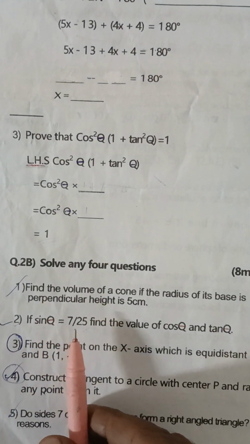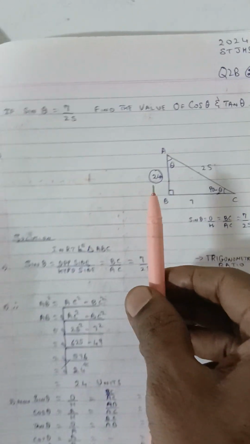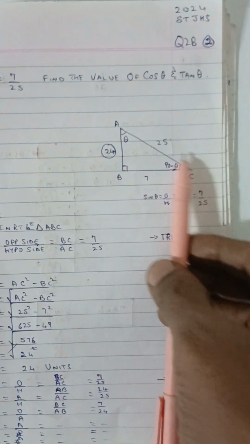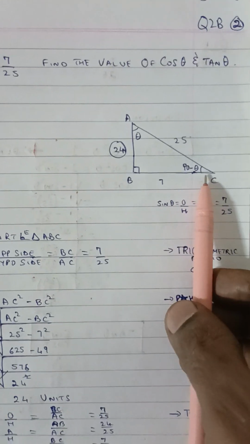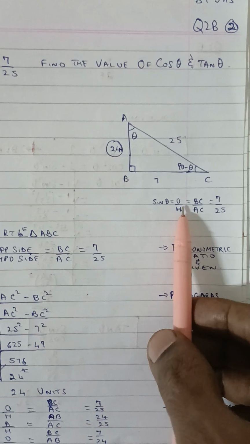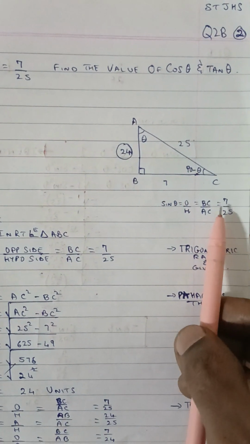If sine theta is equal to 7 upon 25, find the value of cos theta and tan theta. Here is the solution. We will first take a right angle triangle ABC, put theta over here to angle A and 90 minus theta for C. Angle B is 90 degrees. So sine theta is opposite upon hypotenuse, that is BC upon AC, that will give me 7 upon 25.